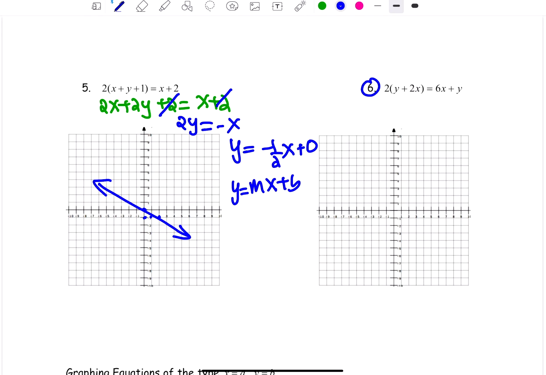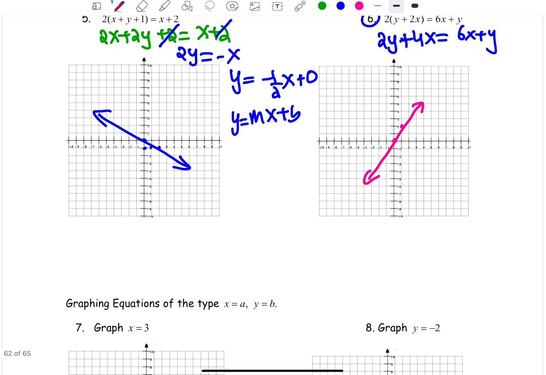Number 6 is similar. I need to isolate the y first, so 2y plus 4x equals 6x plus y. Now bring the y's to one side. y comes out to be y equals 2x, and we can always put a plus 0. Looks like the rise is going to be 2 and the run will be 1, because 2 can also be written as 2 over 1. Start with 0, go up 2 over 1, and that's the graph of this equation. Again, this one has a positive slope.